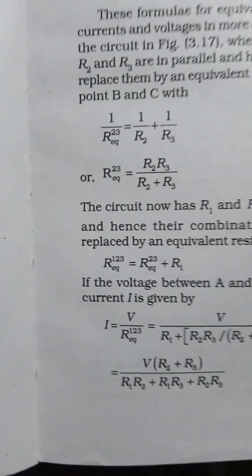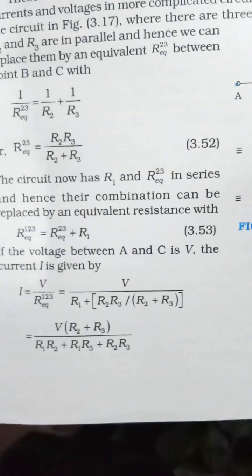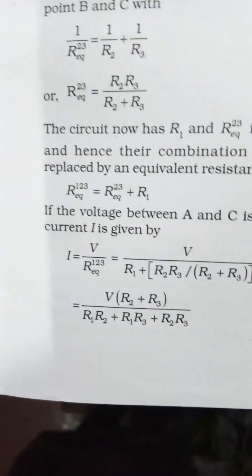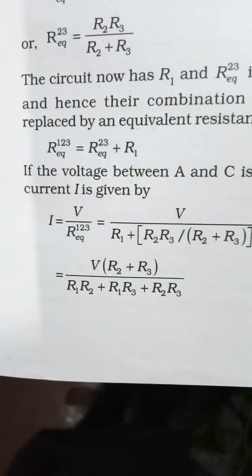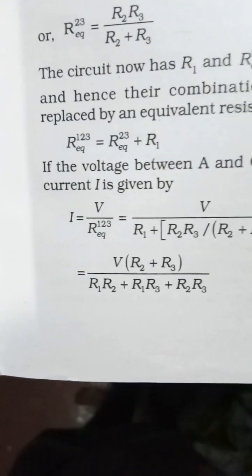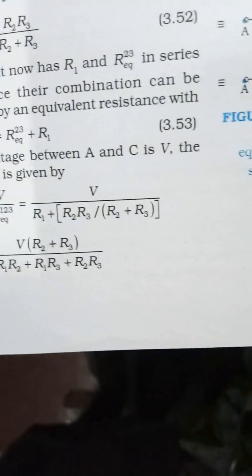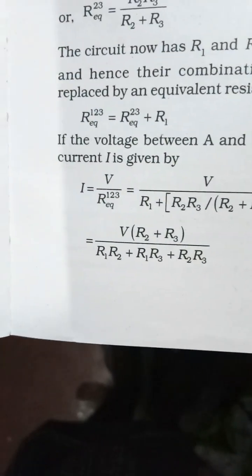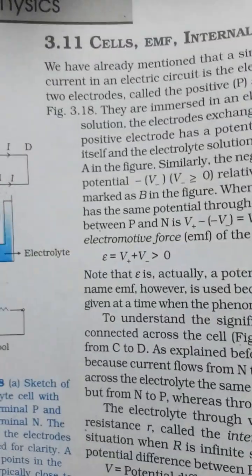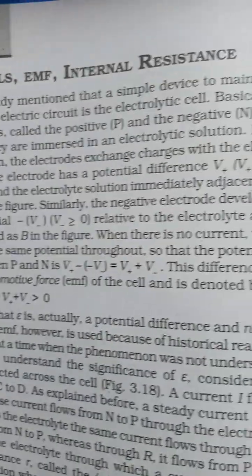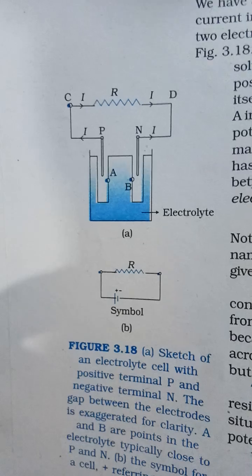The circuit now has R1 and R23 in series, and hence the combination can be replaced by the equivalent resistance R123. If the voltage between A and C is V, the circuit current I is given by this formula, as you can see in the figure. We will meet in action with cell EMF and internal resistance with the help of this figure.